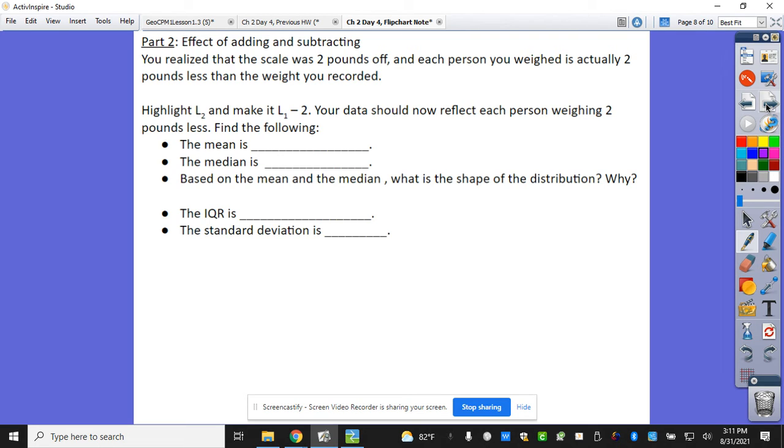So my new mean is what? 127.17. Units. My median, wait, am I getting the same thing?